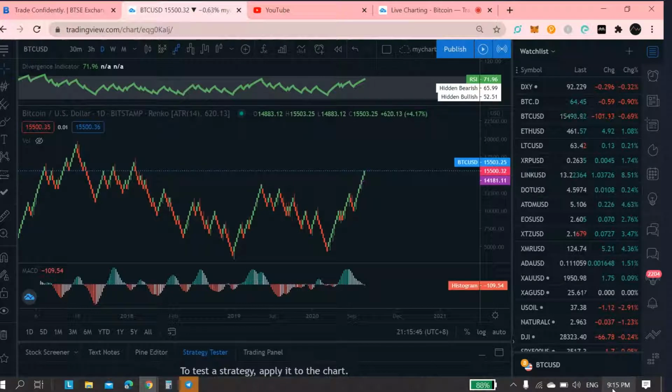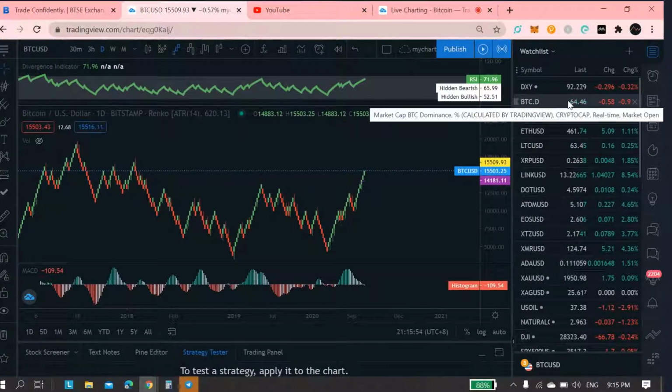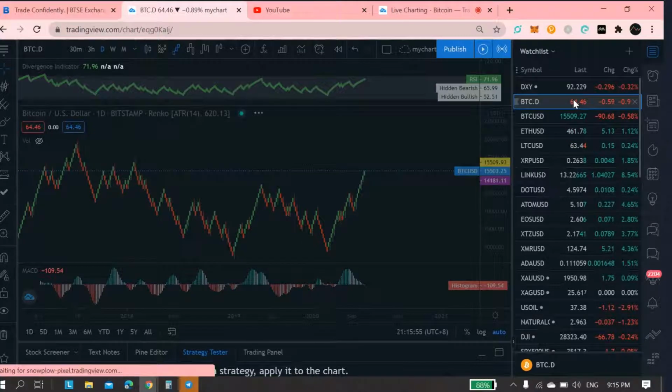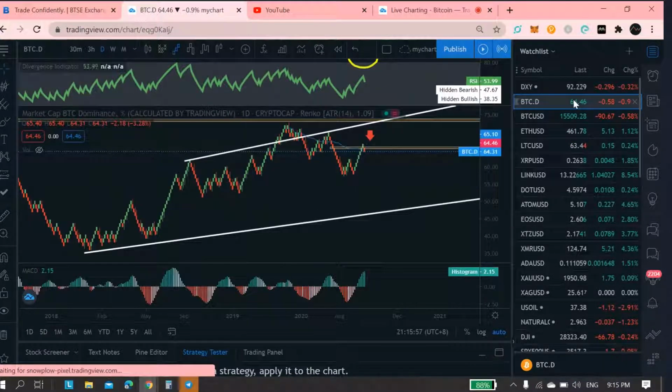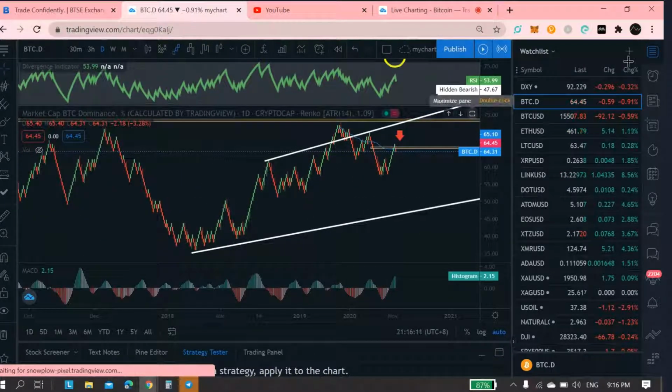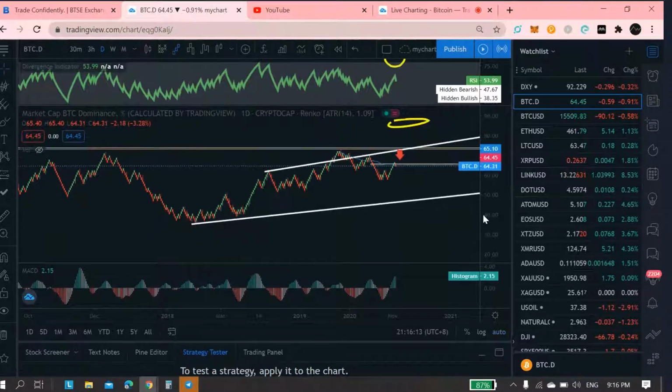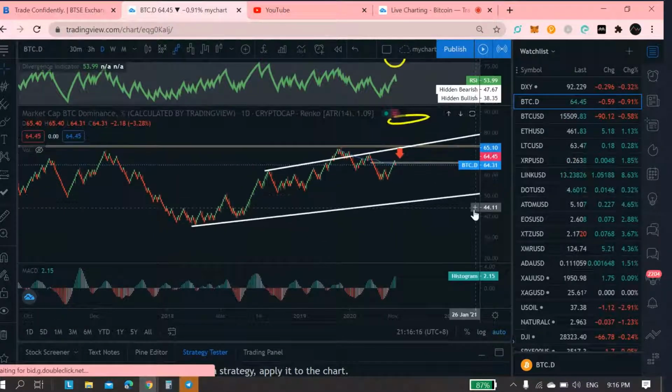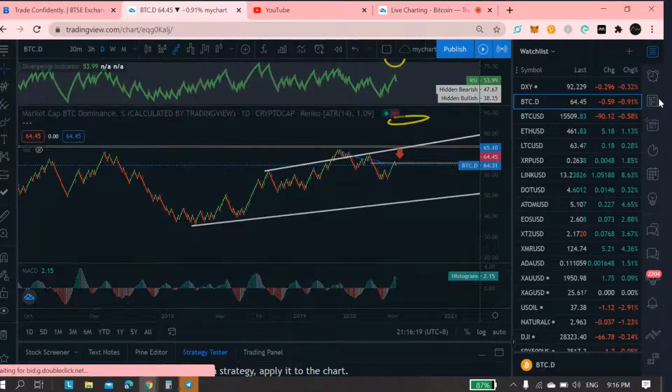Hi guys, welcome to our live charting today. So let's start with BTC dominance. I will be using Renko chart and a candlestick. For indicators, I will use divergence indicator and MACD. For BTC dominance, I will use the candlestick since we have our BTC.